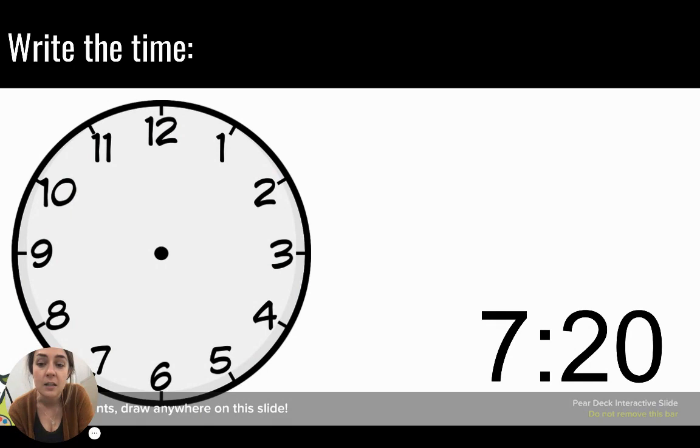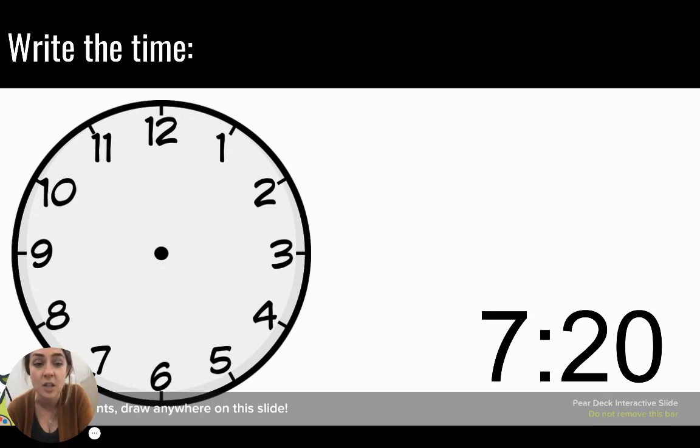Then for these next 3 slides, you're going to practice drawing the hands yourself. So I see that the time is 7:20. So you're going to use the pencil on the slide. And I want you to make the pencil pretty skinny. I don't want you to use it when it's really thick and fat. And I want you to really make sure that one of your hands is shorter to show hours and one of them is clearly longer to show minutes. If they're the same size, it makes it really hard to tell which one should be hours and which one should be minutes. So really be mindful of that when you're drawing the hands on your clock.